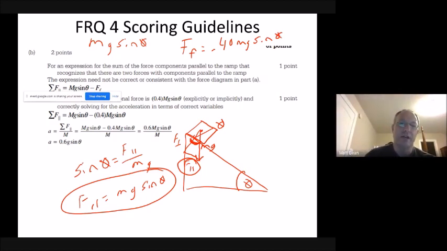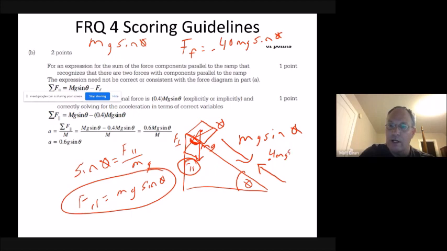We're trying to find the acceleration of the object. So the acceleration, we've got mg sine theta acting down the plane. That's the parallel component of the weight. And then we have the frictional force acting up the plane, and that's 0.4 mg sine theta. What I hope you see is the net force acting on that box down the plane is therefore going to be 1 mg sine theta minus 0.4, which means the net force is going to be equal to 0.6 mg sine theta.